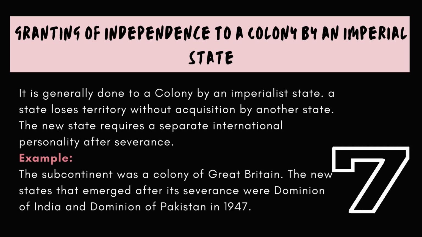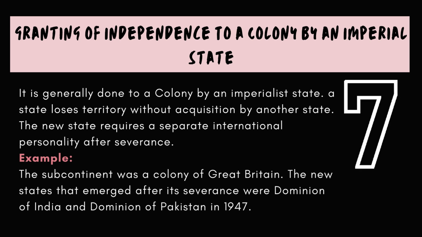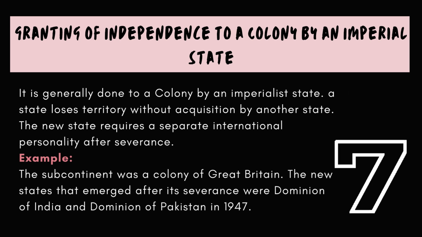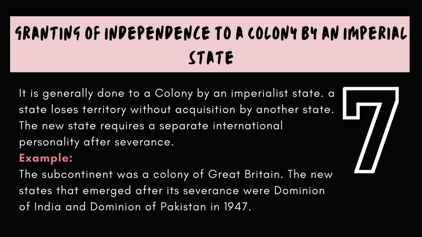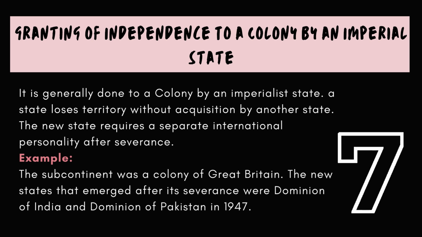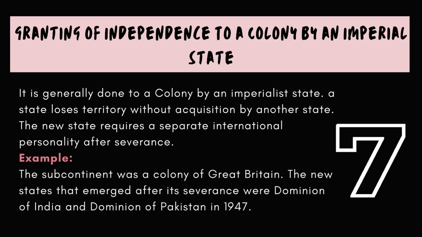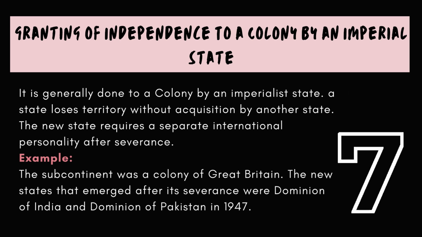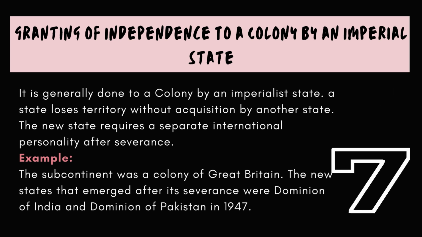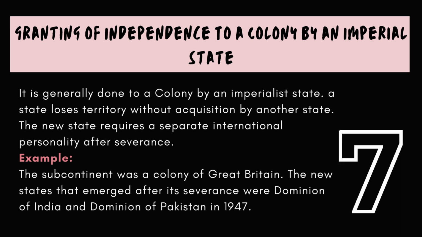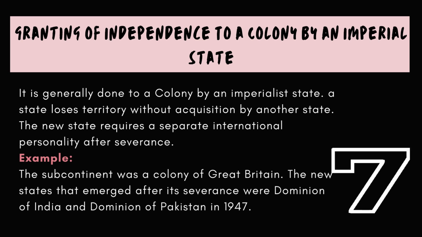Next is granting of independence to a colony by an imperial state. It is generally done to a colony by an imperialist state. A state loses territory without acquisition by another state. The new state acquires a separate international personality after severance. For example, the subcontinent was a colony of Great Britain. The new states that emerged after its severance were Dominion of India and Dominion of Pakistan in 1947.